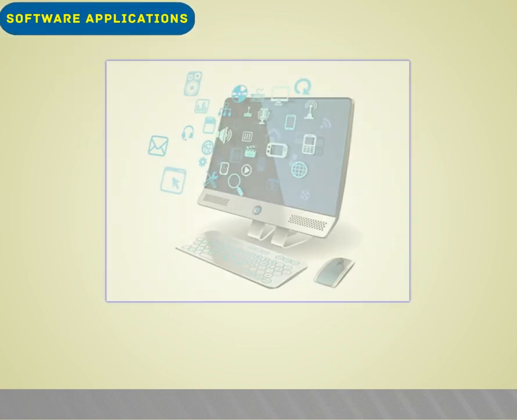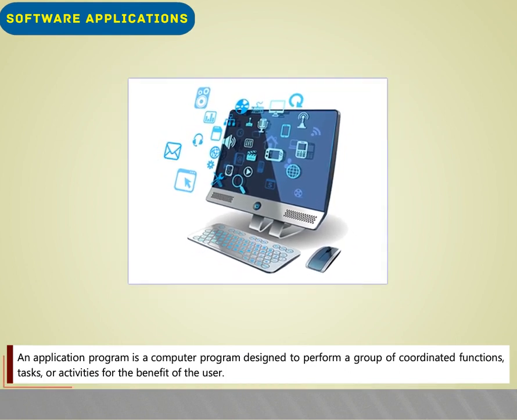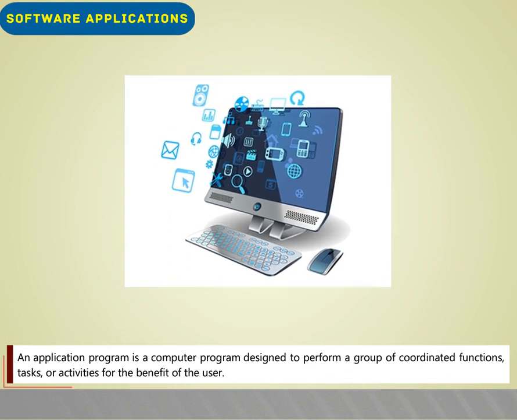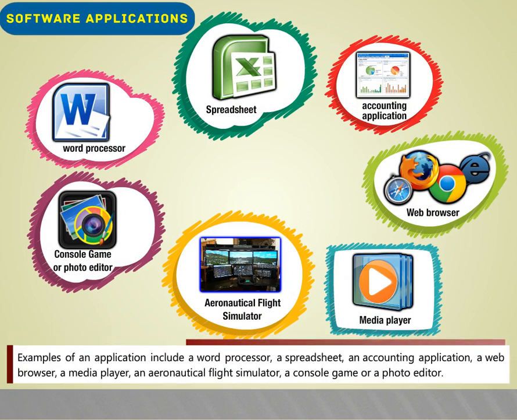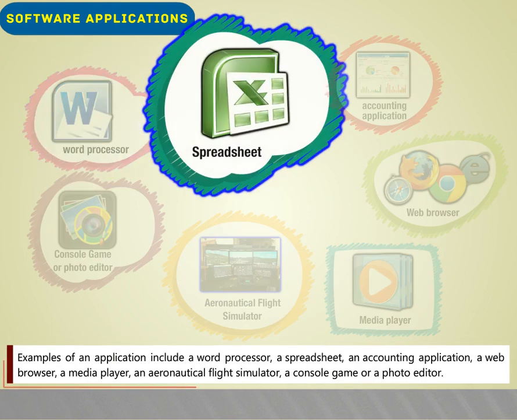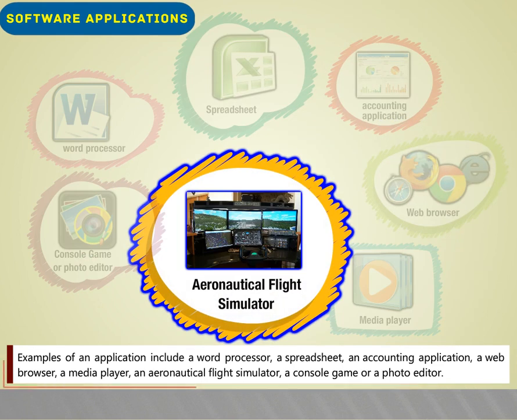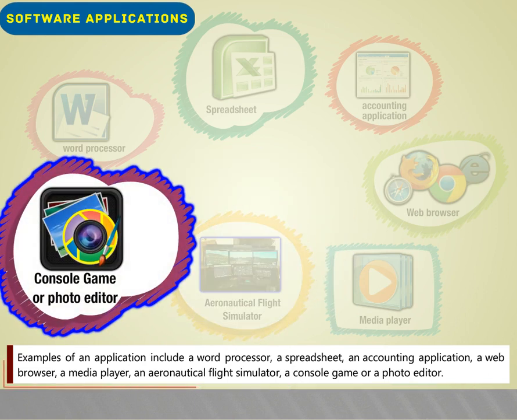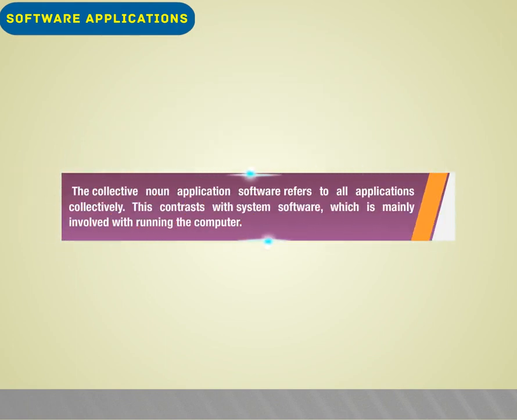Software applications. An application program is a computer program designed to perform a group of coordinated functions, tasks, or activities for the benefit of the user. Examples of an application include a word processor, a spreadsheet, an accounting application, a web browser, a media player, an aeronautical flight simulator, a console game, or a photo editor. The collective noun application software refers to all applications collectively. This contrasts with system software, which is mainly involved with running the computer.